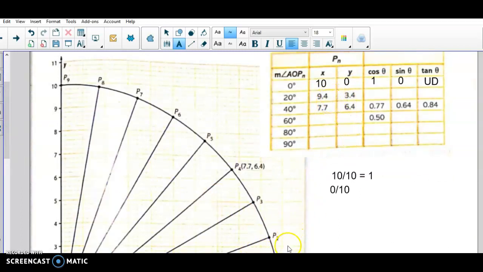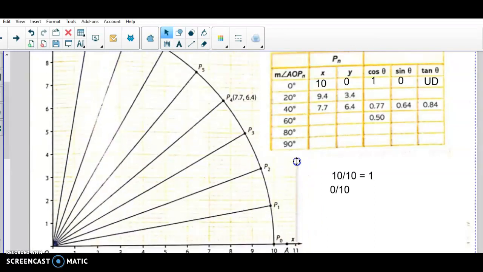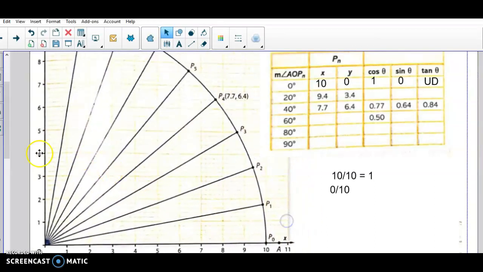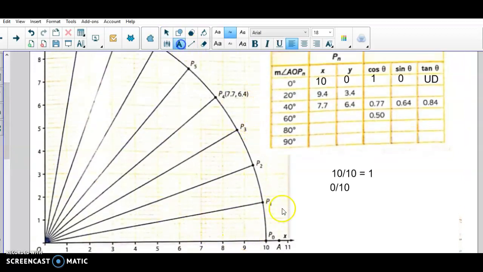And the x would be 9.4, so it goes 9.4 this way, and then 3.4 up. So I'm wondering if this is a better way to do it. All right, there we go. So the point here that goes to P2 is 9.4, comma, 3.4. So we want to just fill in our x and our y.